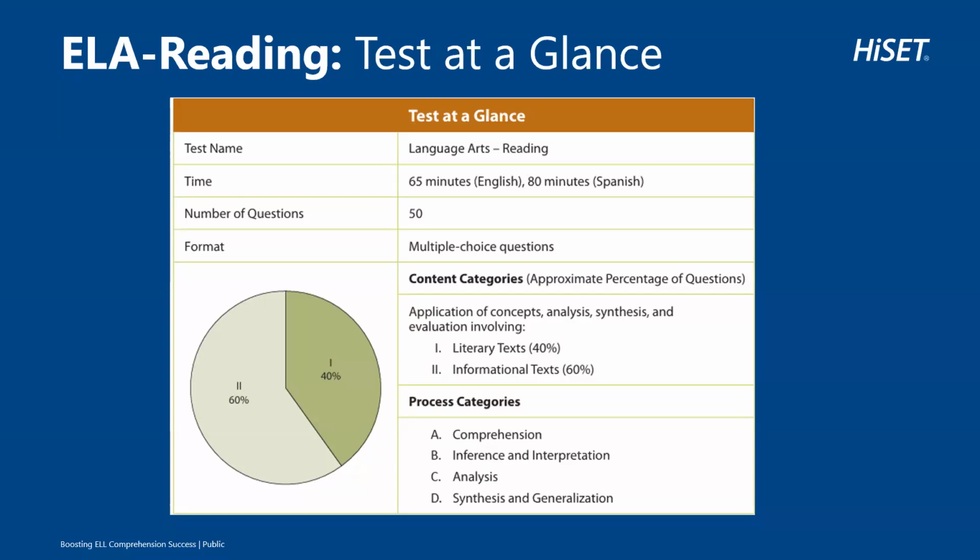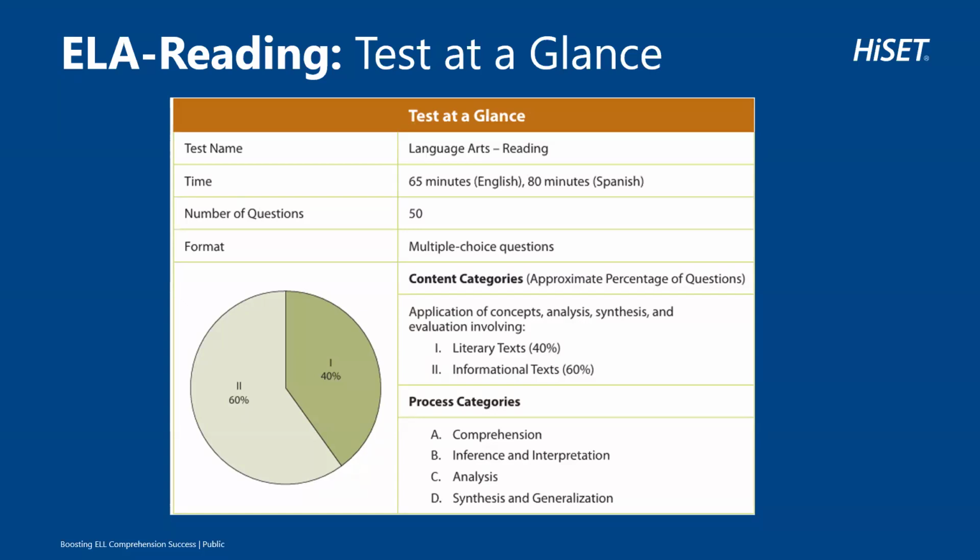So ELA, as Heidi said, is reading and writing, separated. Focusing on reading specifically, we have two text types, literary texts and informational texts, and those can be broken down into narratives, poems, all of that. But we often find ELLs really struggle with informational texts, because those have the heavier vocabulary specific to whatever the topic is. And then there are the process categories.